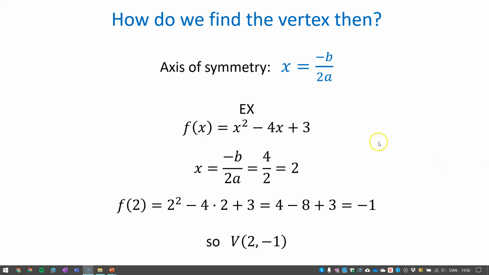So to sum up, if I have the graph, I can use the symmetry: if I know the two x-intercepts, the axis of symmetry is going to be straight in the middle of those. If I don't have that, if I have an equation, then I can use this formula to find the axis of symmetry, and that's also the x-coordinate of the vertex. And then when I have the x-coordinate, I just substitute it in place of x and calculate the y-coordinate, and then I have the point I need.